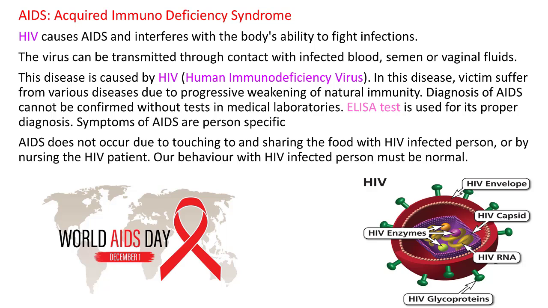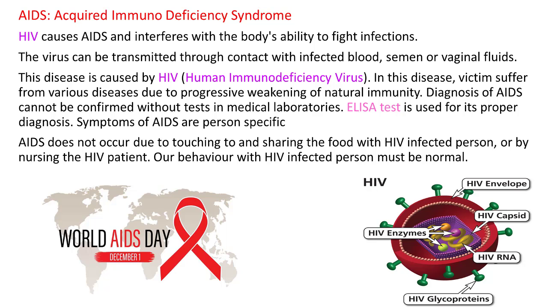AIDS can occur through unsafe sexual contact, perinatal transmission or blood transmission. AIDS was first reported in an African species of monkeys. The HIV virus does not transmit through touching, sharing food with an HIV infected person, or by nursing the HIV patient. Our behavior with an HIV infected person should be normal.